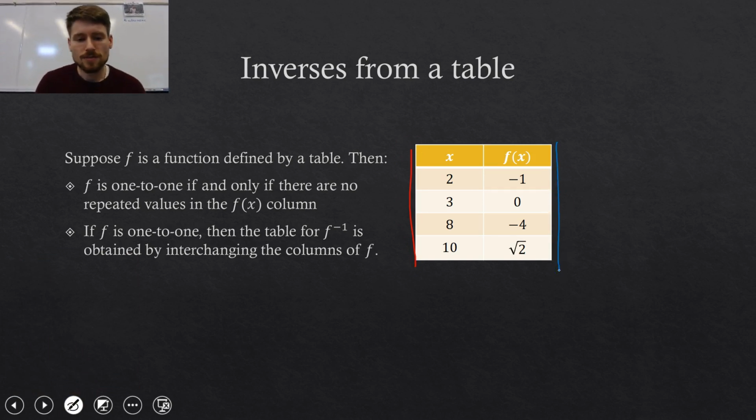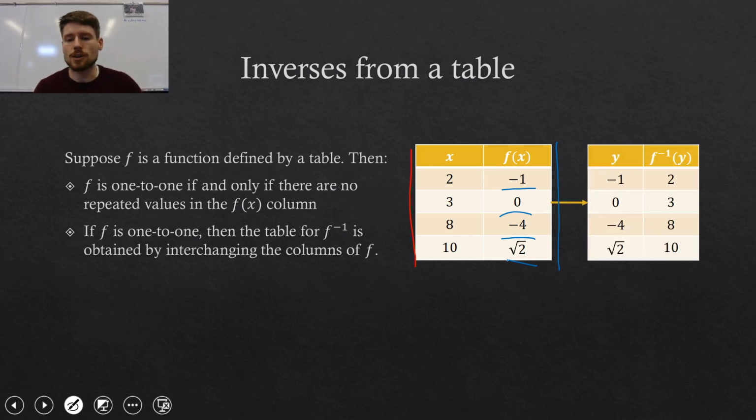Then the inverse function is simply, as we can see, it's 1 to 1, right? There are no common outputs over here. There are no two x's that go to the same y value, because -1, 0, -4, √2 are all different numbers. Then it's 1 to 1, and we get the inverse function like that. The inputs of the inverse function are values from the output column of the original function. And then the outputs of the inverse function are the original x's you would plug in to get those outputs.